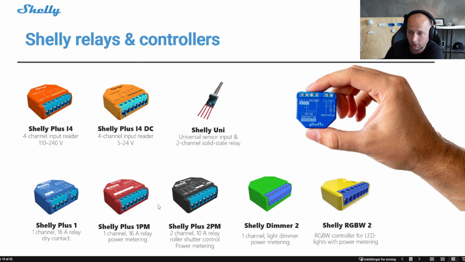Often used for pumps, for ventilators, for lighting, for installing behind the wall socket, and so on. A lot of different use cases with this device. Shelly Plus 2 PM. Now I guess you know it. The 2 stands for 2 channels, and PM stands for power metering. So you have 2 channels with individual power metering on both channels.